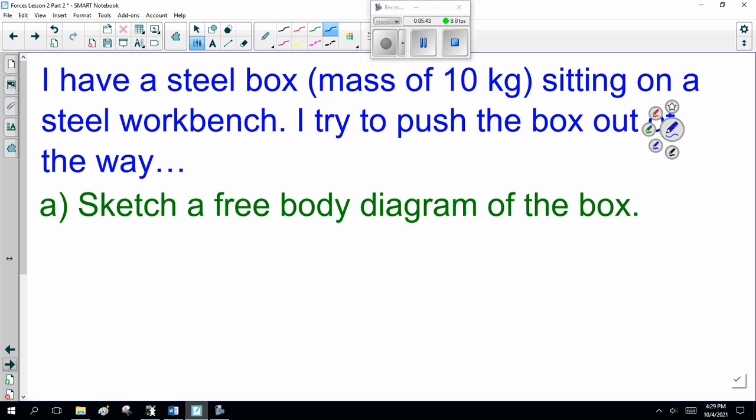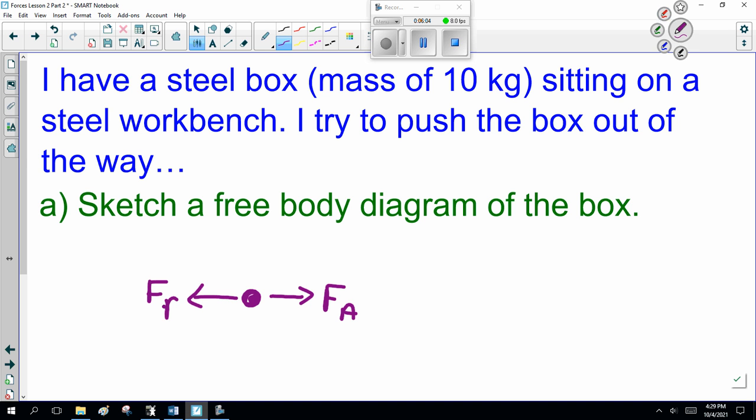Now, I have a steel box, toolbox, mass 10 kilograms, sitting on a steel workbench. I tried to push the box out of the way. So, draw a free body diagram of the box. Well, here's the box. Force applied. There will be a force of friction opposing that. Please do not forget force gravity, which is always there, and force normal, which is always there.